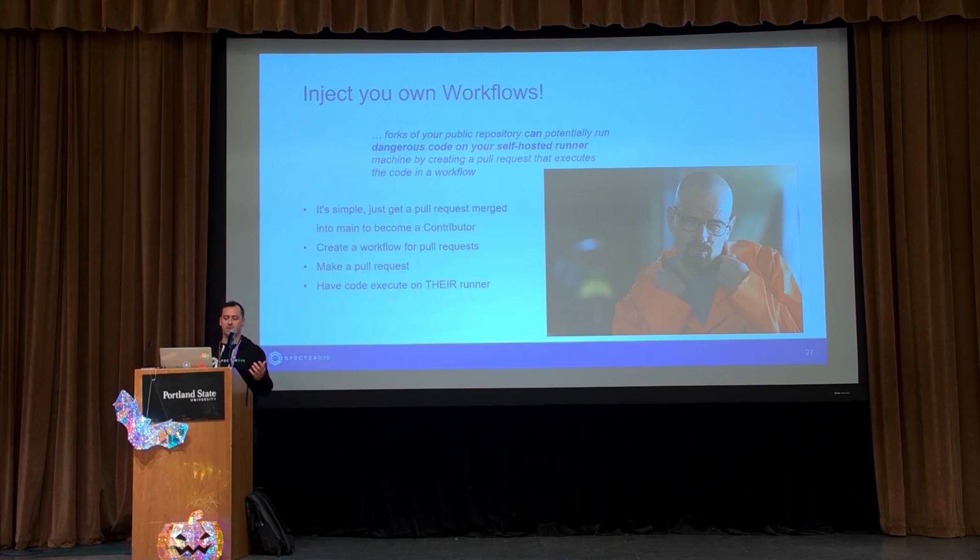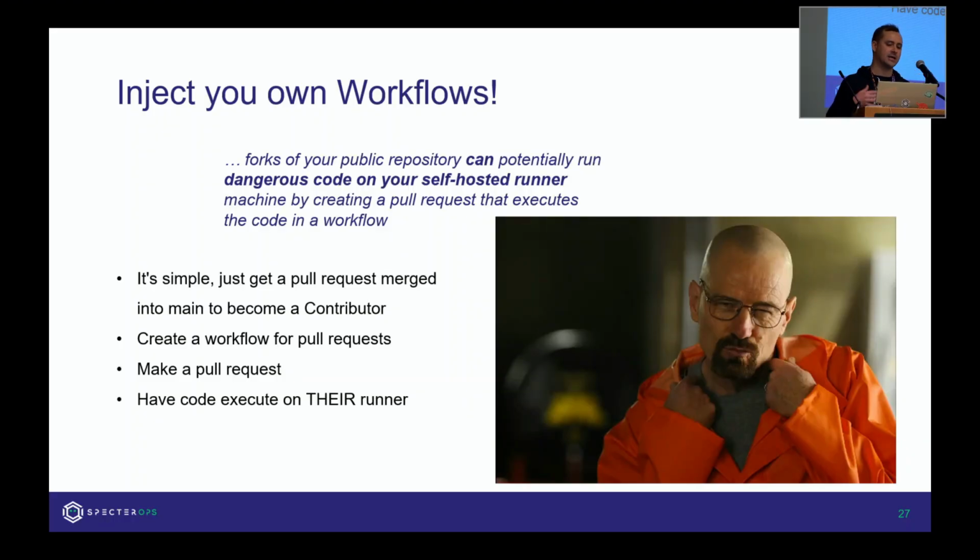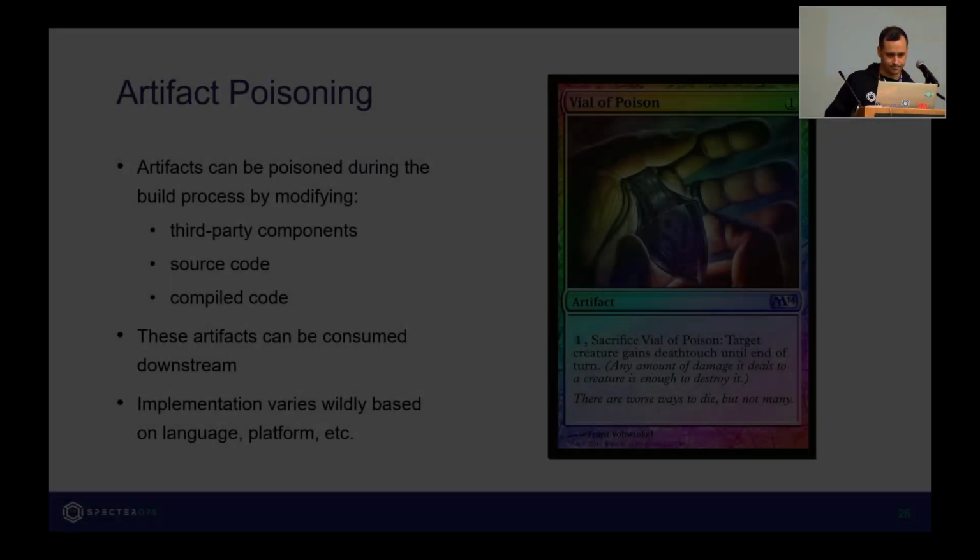It's simple. We can just make a pull request, fix something innocuous like a typo, and then have it merged into main, and now we are a contributor. And once we're a contributor, none of our following pull requests are going to require approval. So if we make a workflow on a pull request event, and then we make a pull request, it's going to get executed. And it's not going to get executed on our runner, it's going to get executed on their runner. And we'll do that also in the demo.